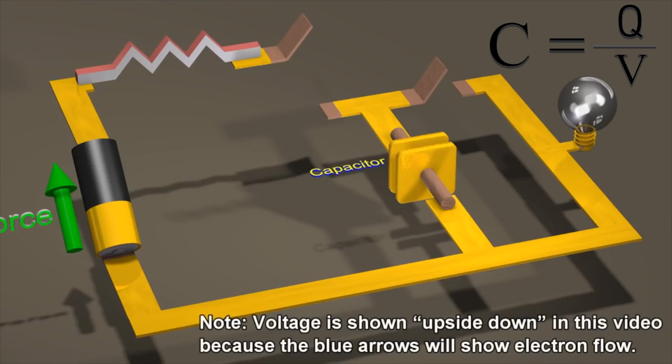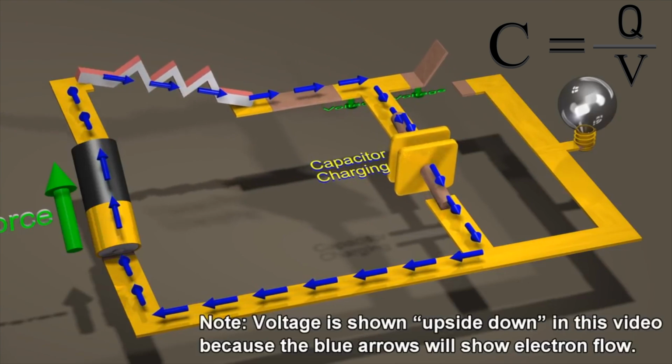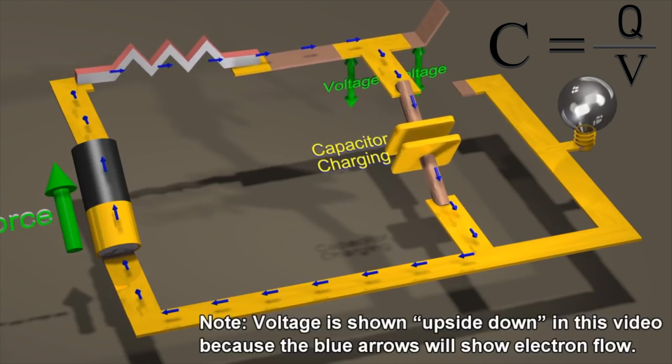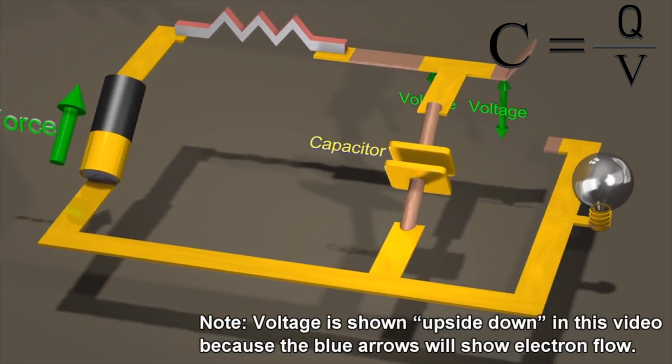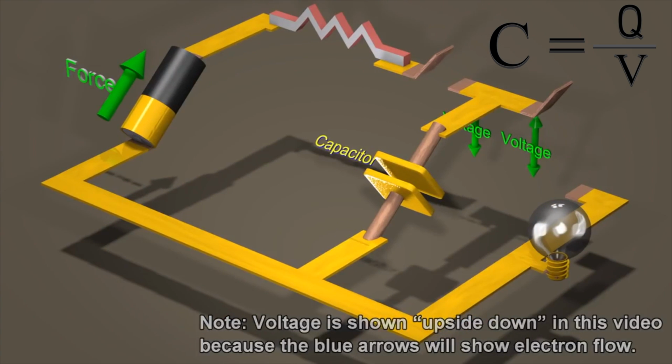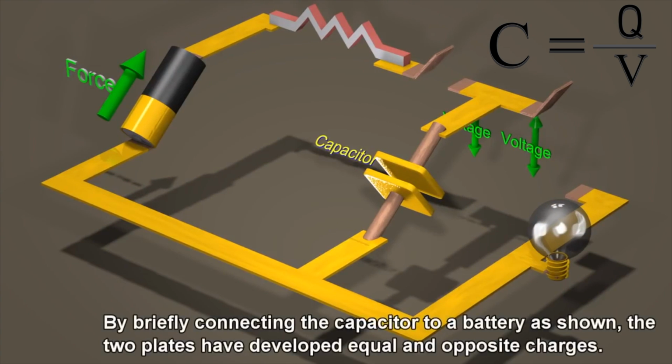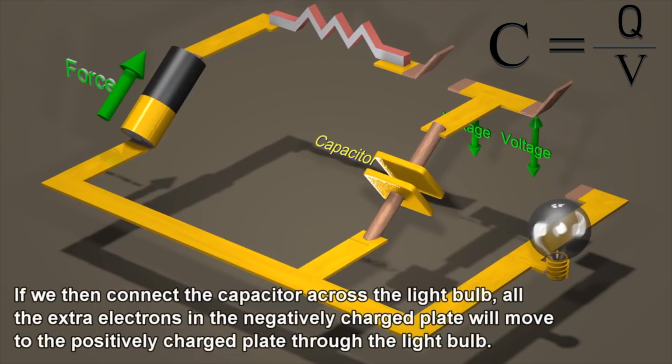Note: voltage is shown upside down in this video because the blue arrows will show electron flow. By briefly connecting the capacitor to a battery as shown, the two plates have developed equal and opposite charges. If we then connect the capacitor across the light bulb, all the extra electrons in the negatively charged plate will move to the positively charged plate through the light bulb.